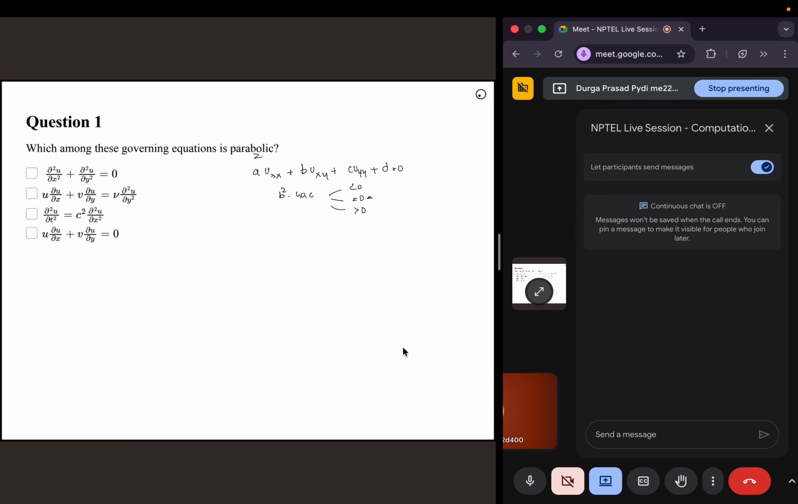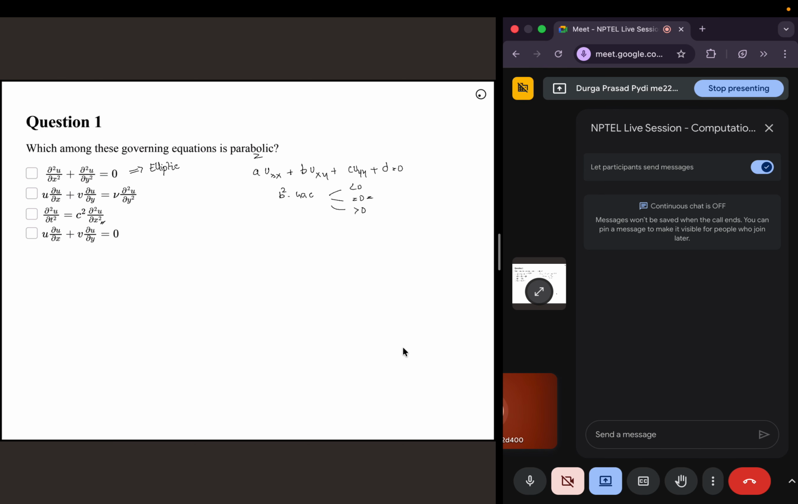So which one of these is parabolic? The first one we discussed last week. So these are the steady state equations which are elliptic in nature. But, sorry, you can just calculate and see.